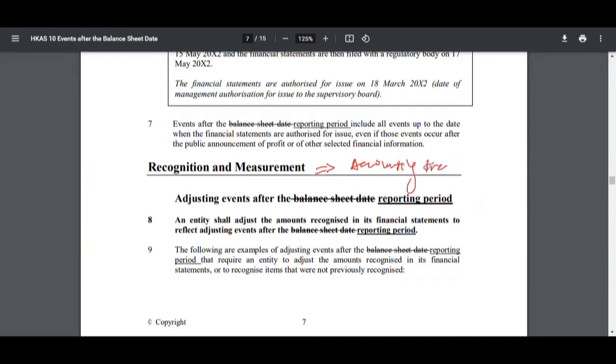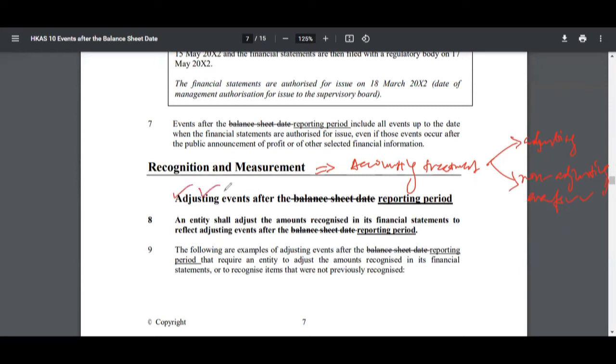Accounting treatment of adjusting events and non-adjusting events. Right, so you need to understand how you will adjust, how an accountant or a company will make these adjustments in the financial statements for adjusting and non-adjusting events.